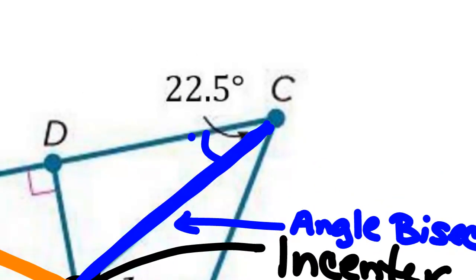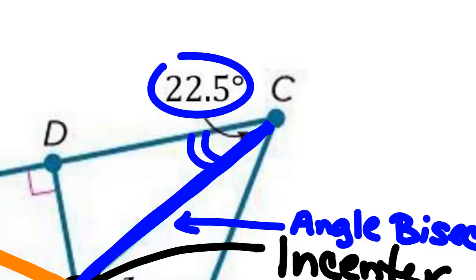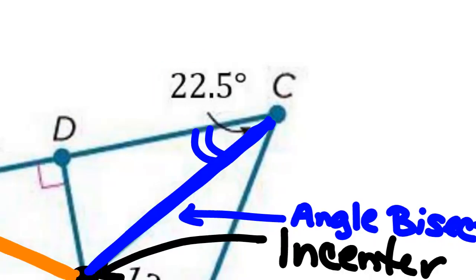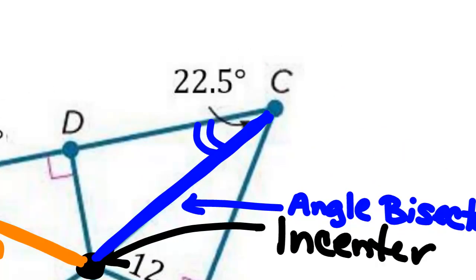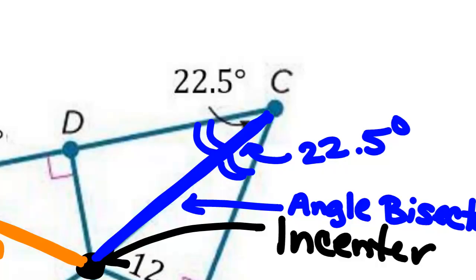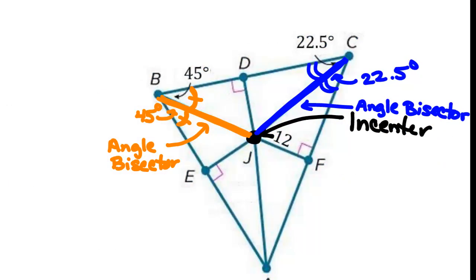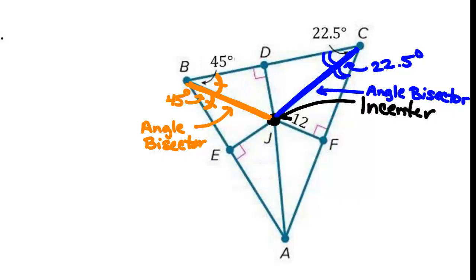So that means this angle right here, that's 22.5, is the same as what other angle? JCF, this angle right here. So this one would also be 22.5 degrees. What is another angle bisector in the picture? AJ. This is an angle bisector.